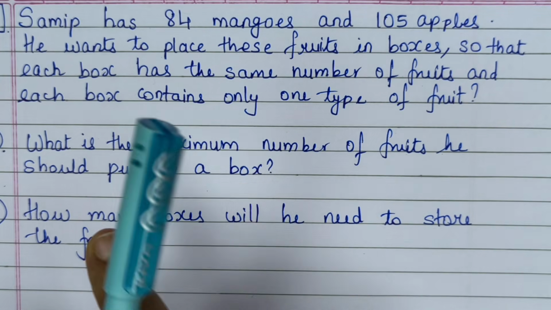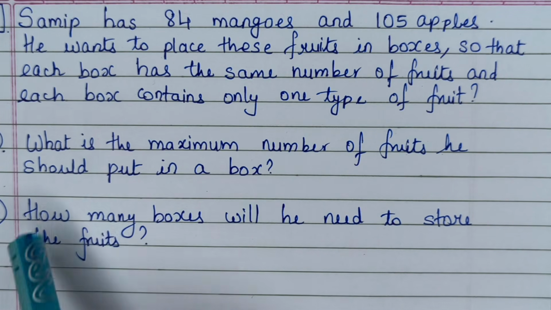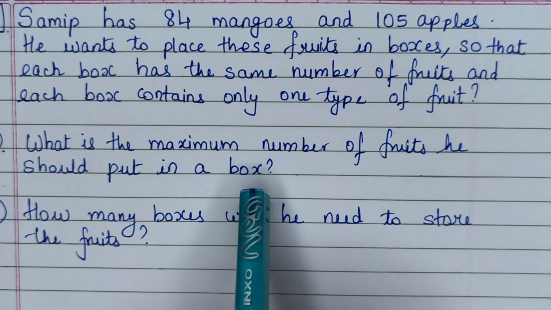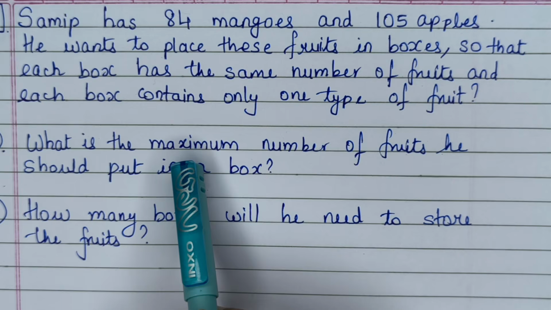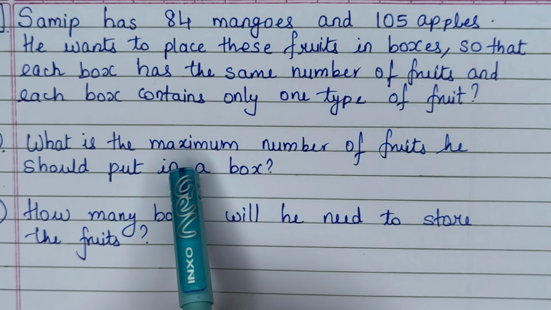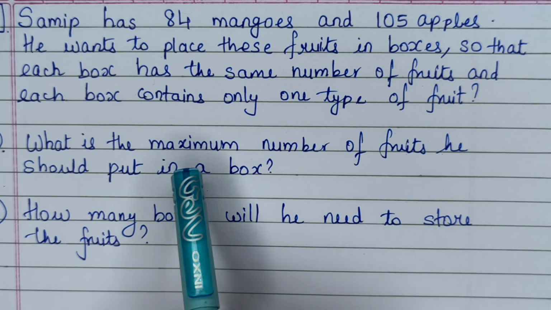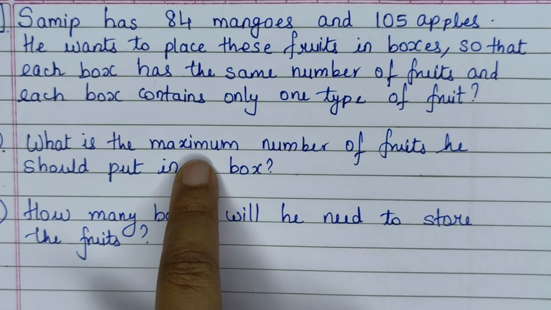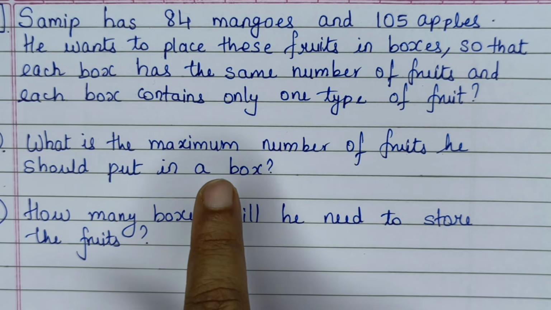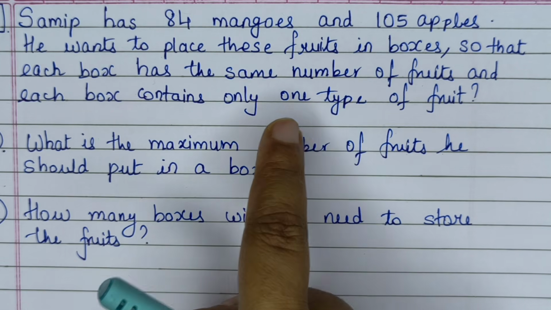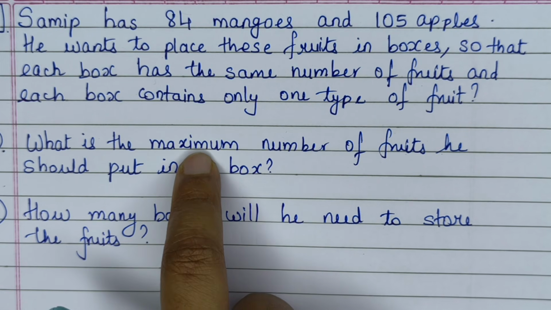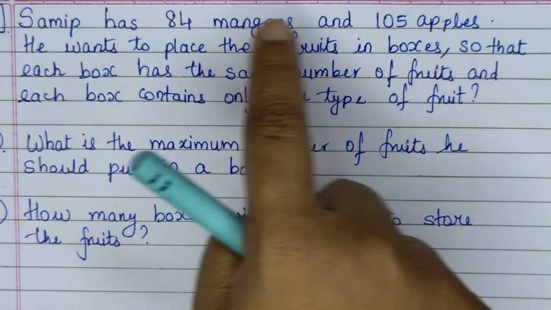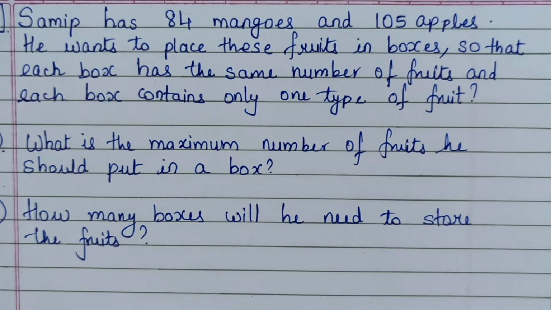Understood what is the question? Now see, there are two questions based on this. What is the maximum number of fruits he should put in a box? Maximum, I told you maximum. Whenever there is maximum, there is greatest. That means you have to find the GCD of those two numbers. Whenever maximum, greatest, nothing is left is given in the word problem, first we will find out the GCD. GCD of what? 84 and 105.